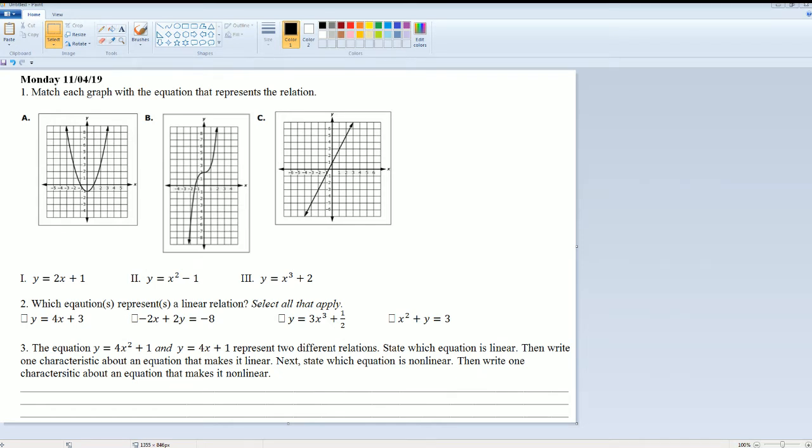All right, welcome. This is week 14 homework solution for Math 8. Here we have Monday, November 4th homework solution.